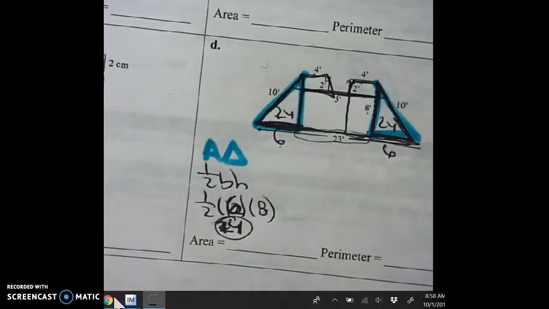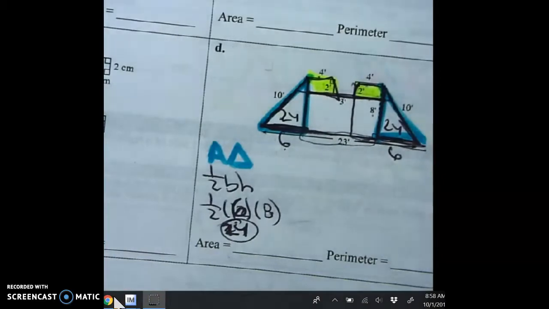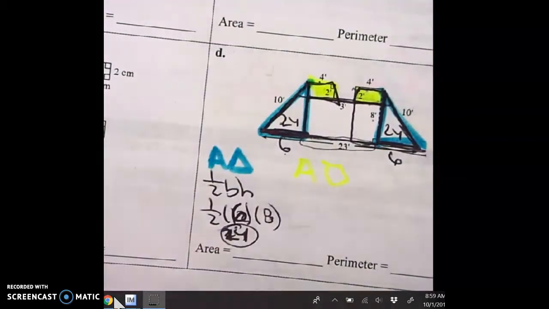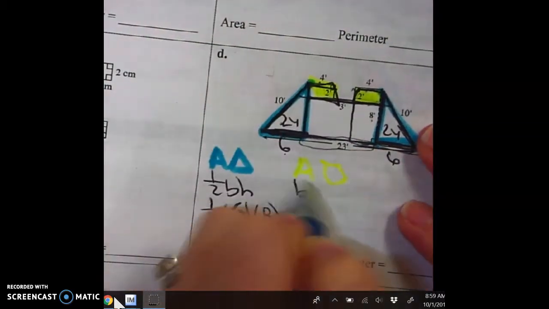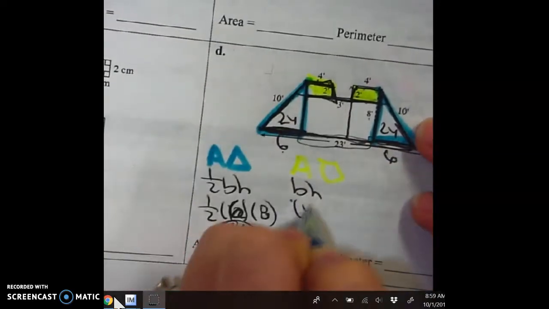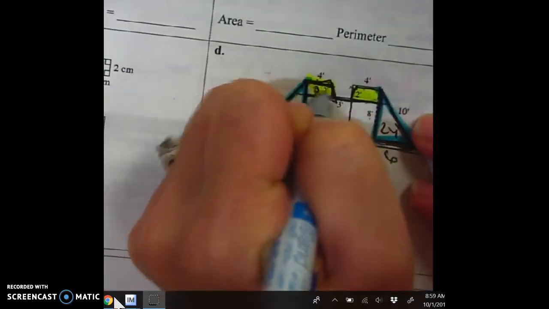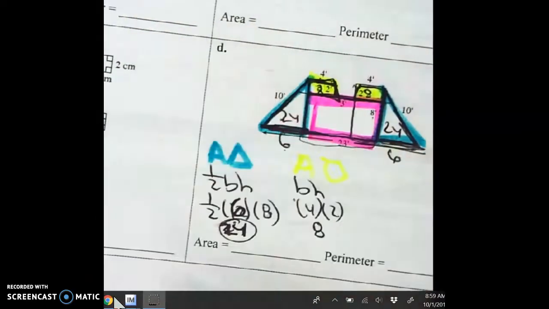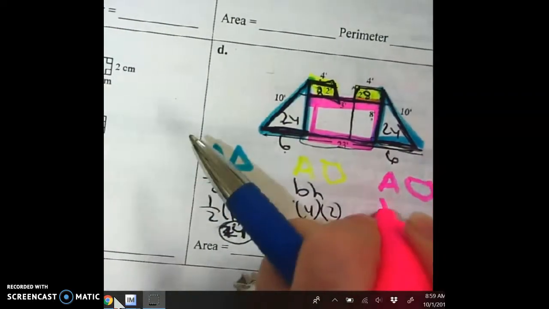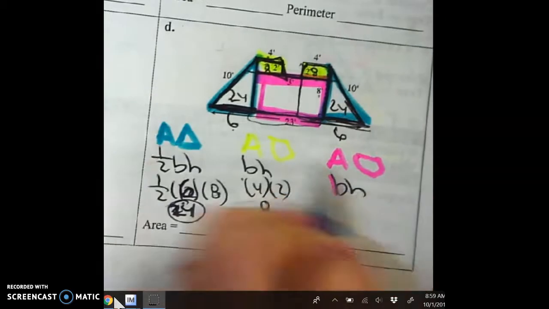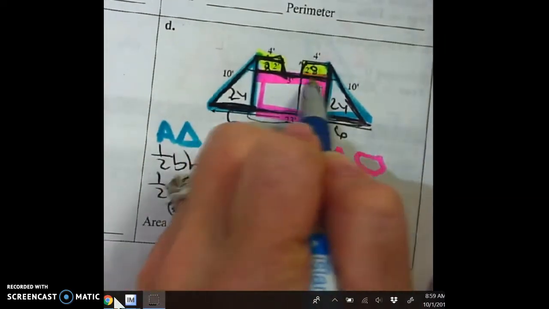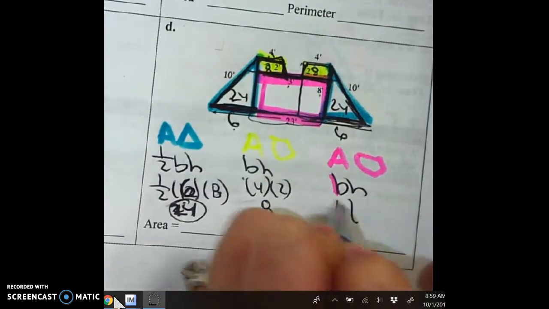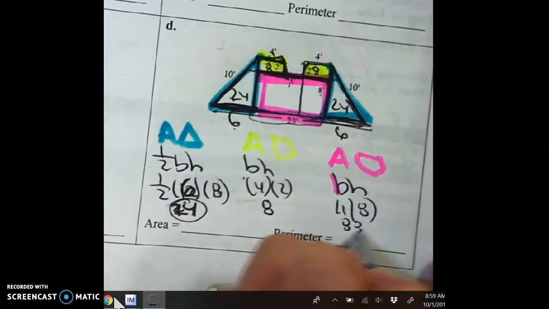And then I feel like I'm going to do this one next, which is these two. So it's the area of the square, or rectangle. So it's base times height. So it's 4 times 2, which is 8. So I got an 8 there and an 8 there. Last thing is this one right here. And that's the area of the rectangle, which is base times height. So the base we figured out was the 4, the 3, and the 4. 4 plus 3 is 7, plus 4 is 11, times the height, which is 8, and that's 88.